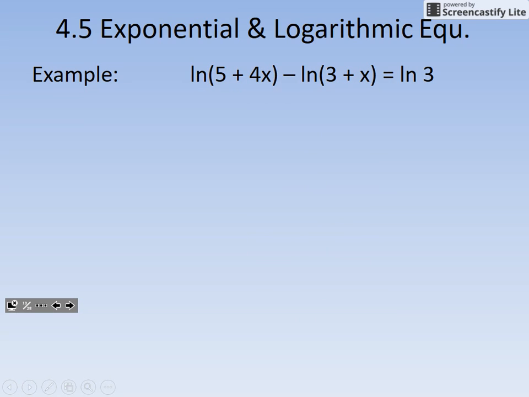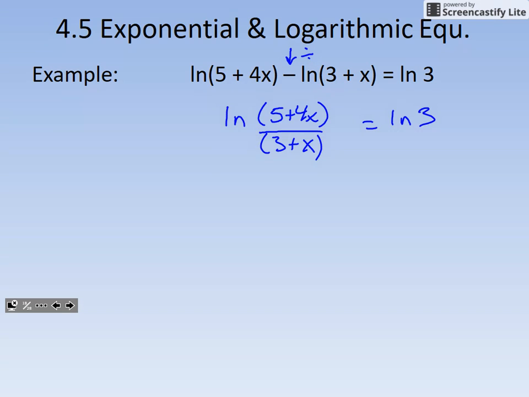And let's try another one here. This looks pretty intimidating, but it actually works out pretty well. So if you go back to, here we have a subtraction sign, which is the same as divide. So I can rewrite this as a single log. This is log of 5 plus 4x divided by 3 plus x is equal to the natural log of 3.